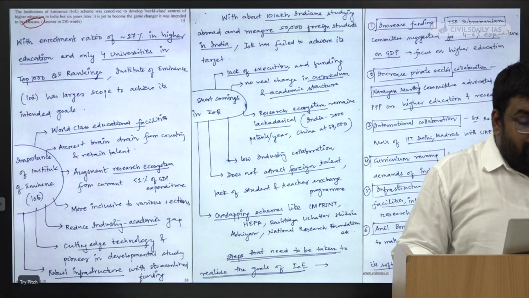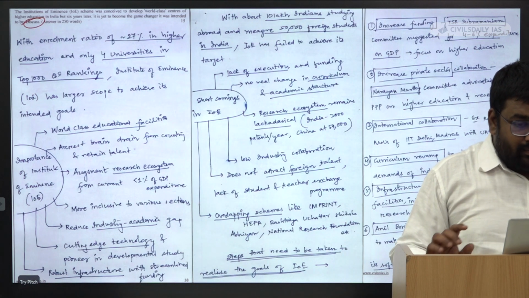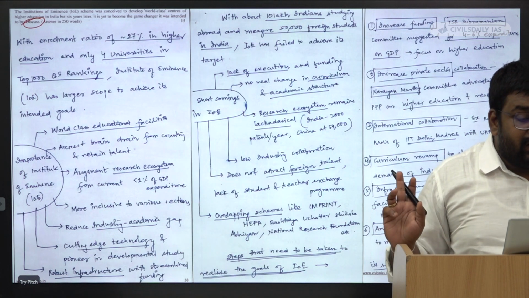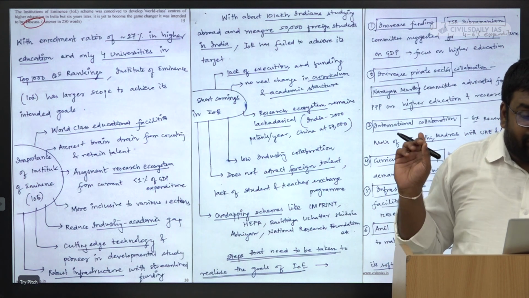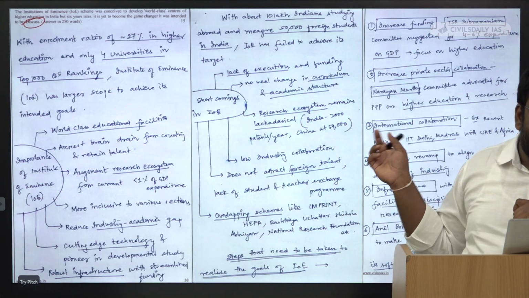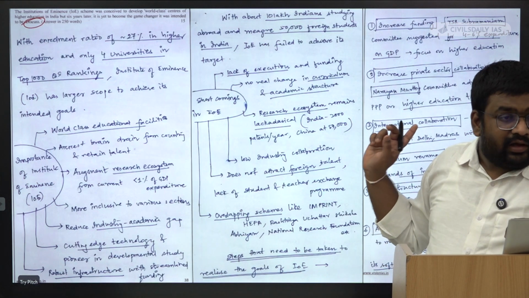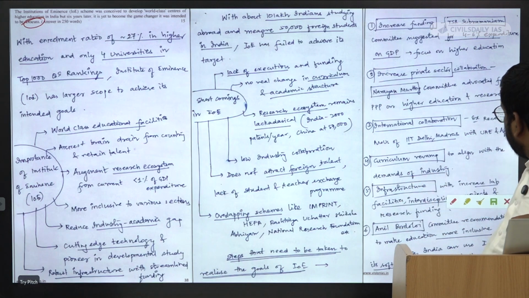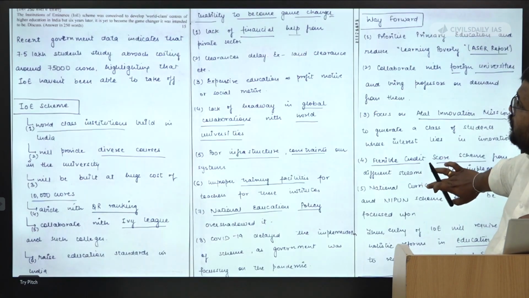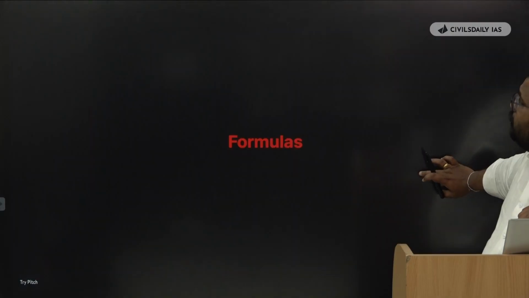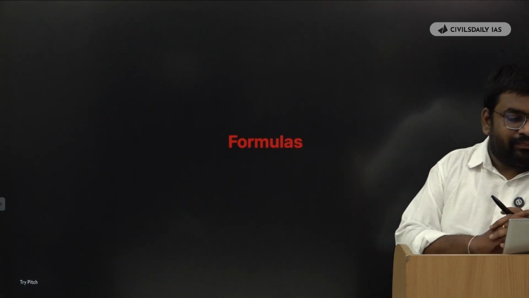Any doubts up till now? So before we shift to the actual answers or the meaning of the directives, okay? This is the first aspect. Next is coming to the formulas.